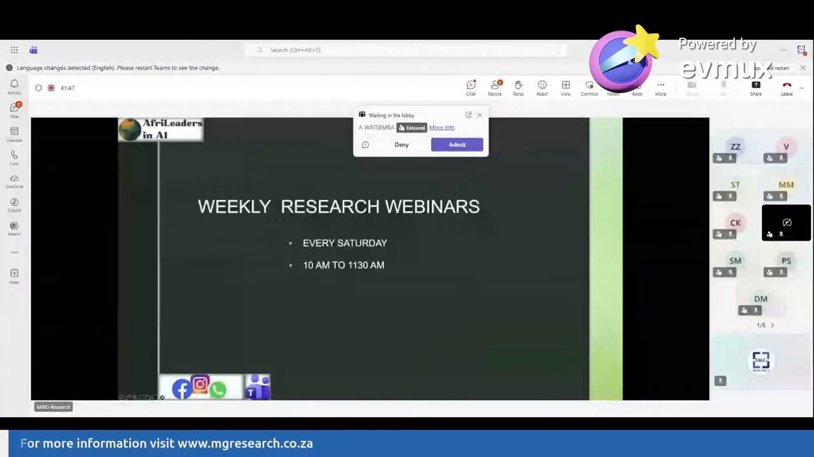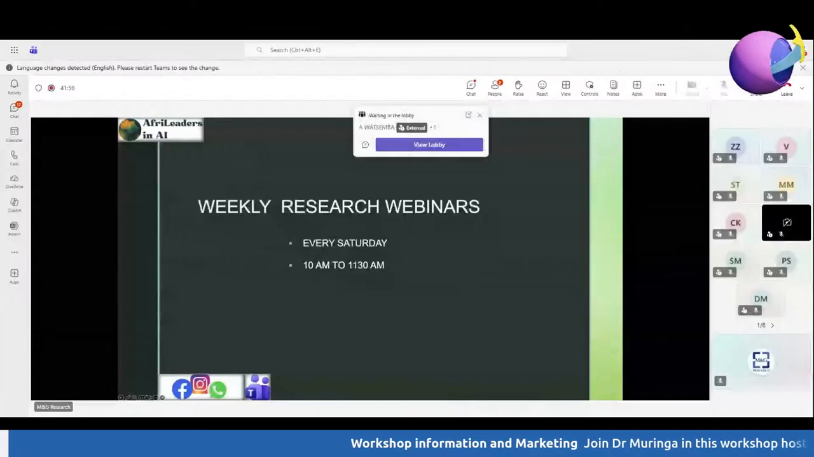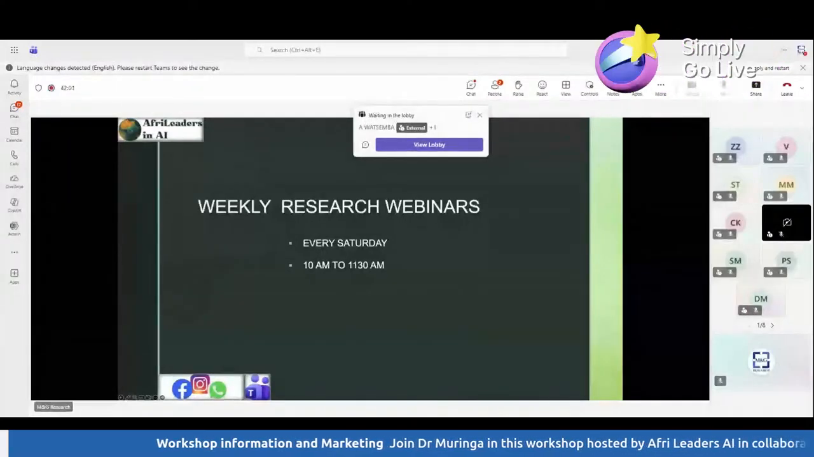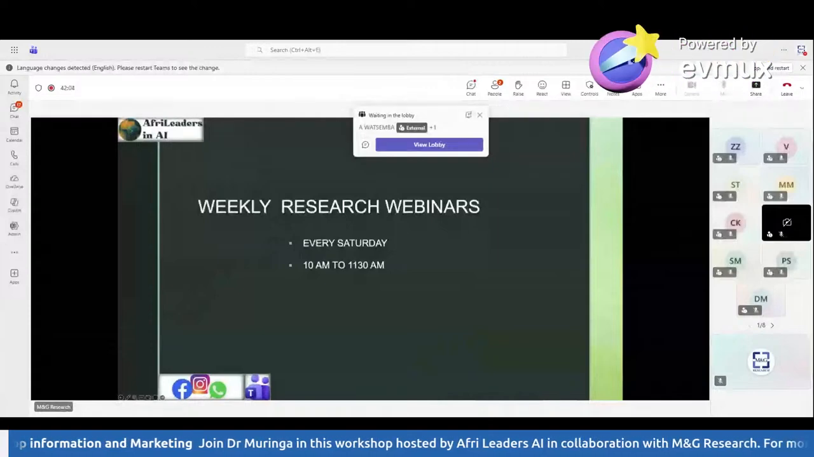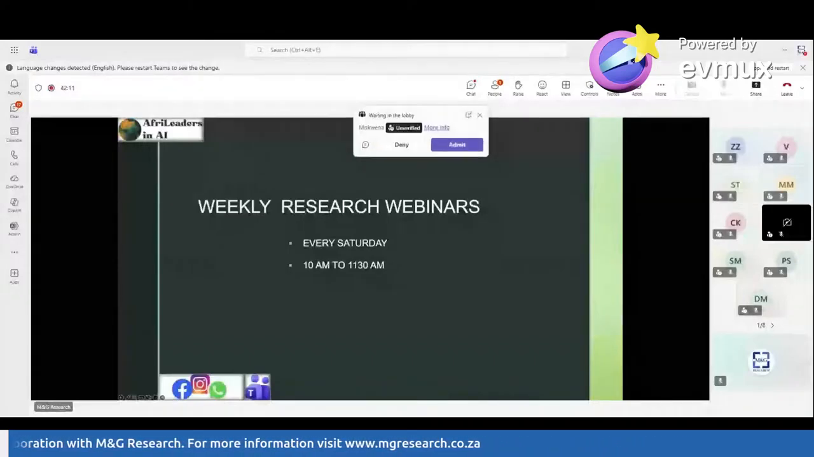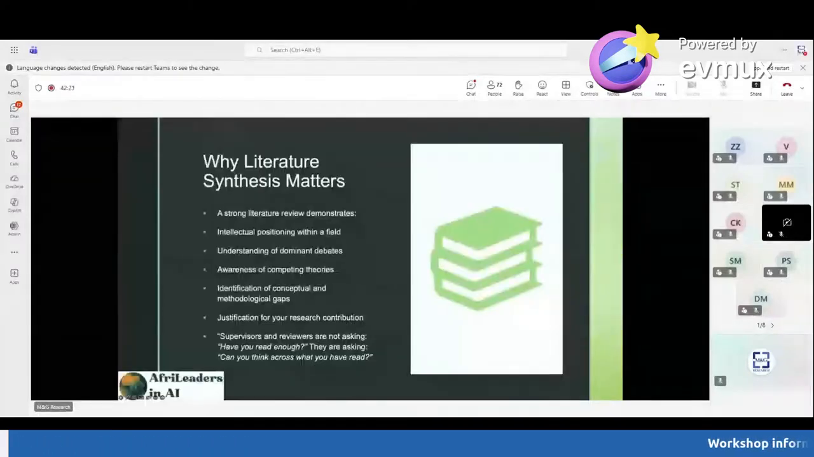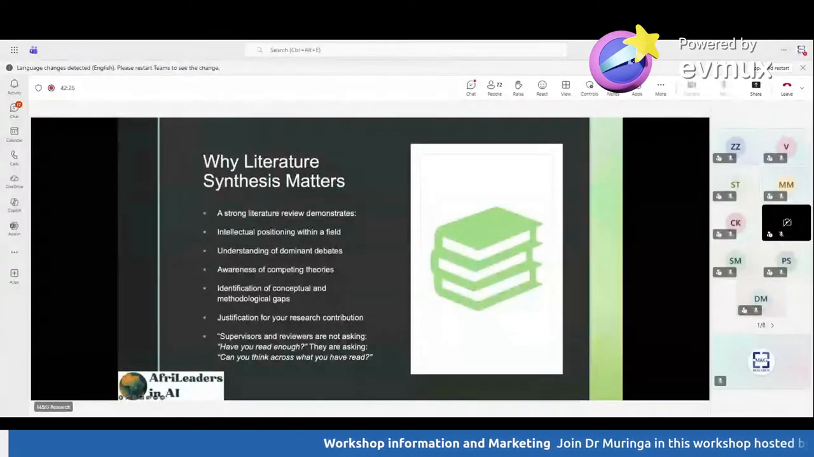So we're saying a strong literature review has to demonstrate some key aspects. For example, it needs to have an intellectual positioning within a field. Number two, we need an understanding of dominant debates. Number three, you need to demonstrate an awareness of competing theories. Then you also need to identify conceptual and methodological gaps, right? So basically, the whole idea of a synthesized literature review is justification for your research contribution.